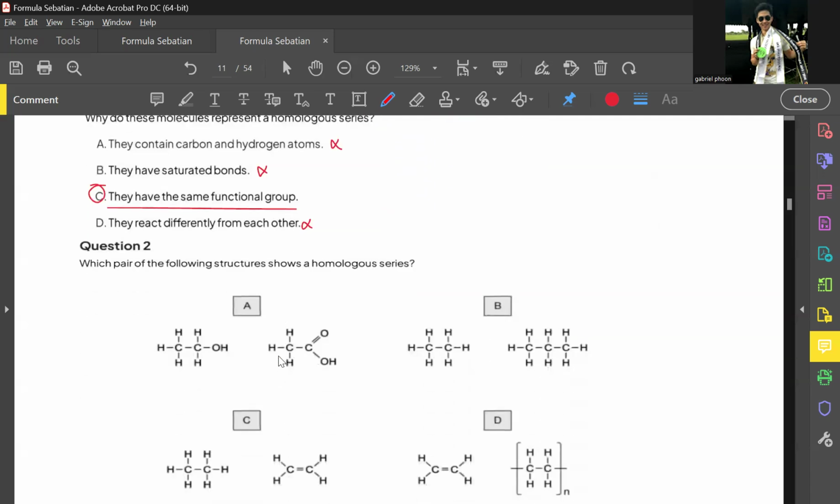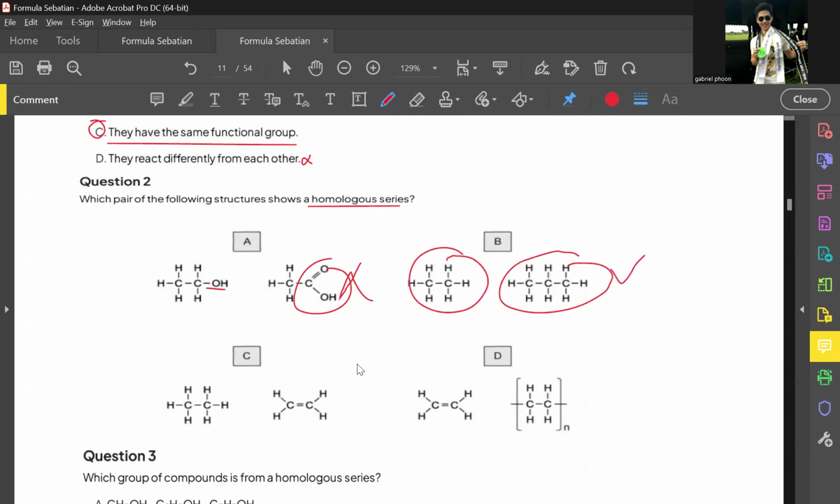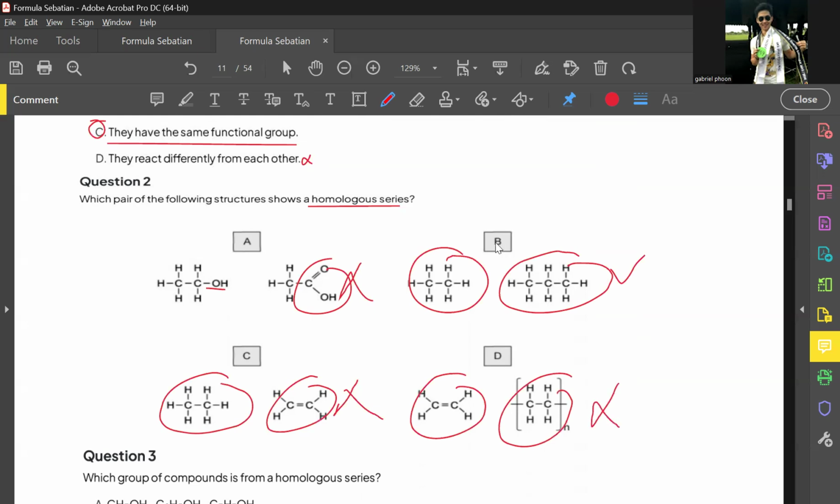Next. Which pair of the following shows a homologous series? OH, COOH, no. Single bonds and single bonds, maybe. Single bond, double bond, no. Double bond and polymer, no. So only B.